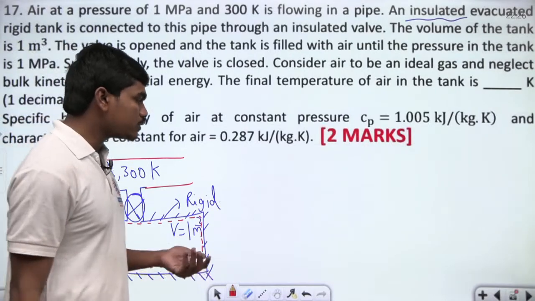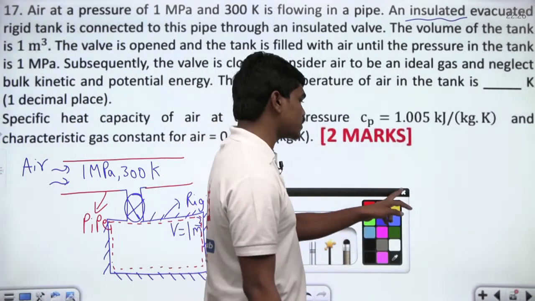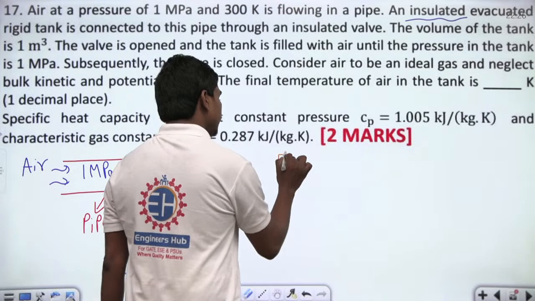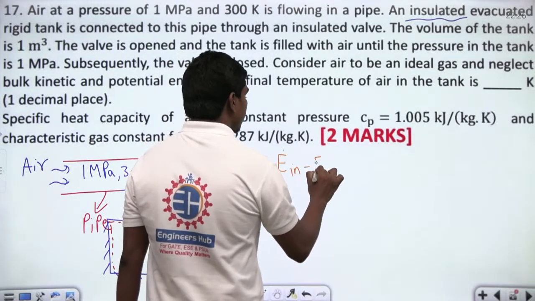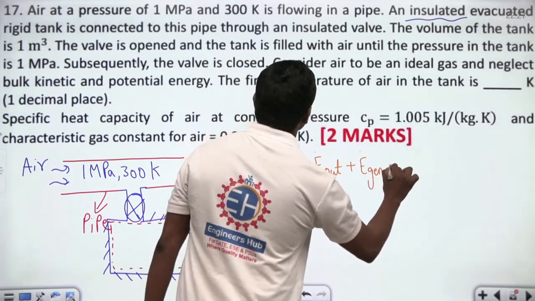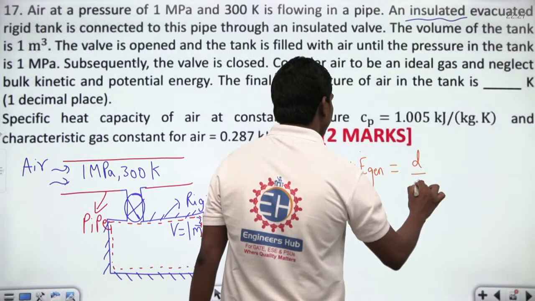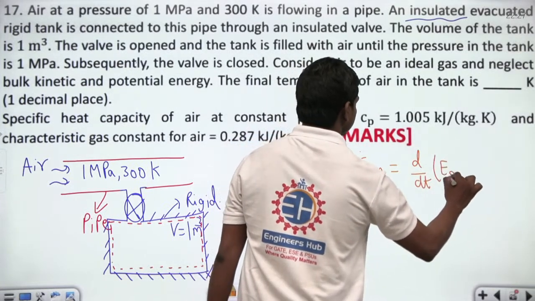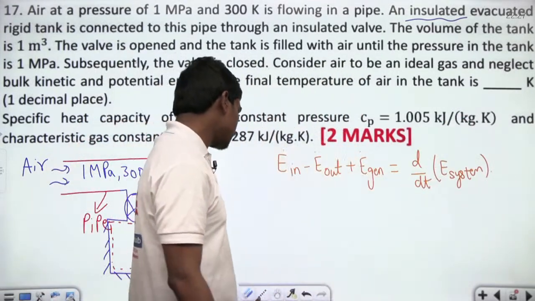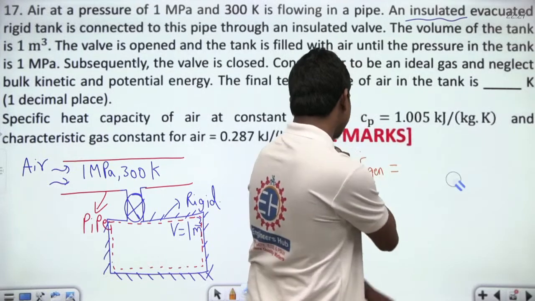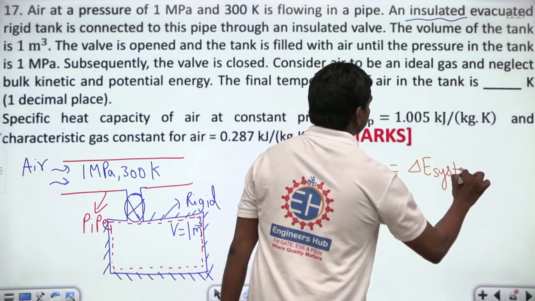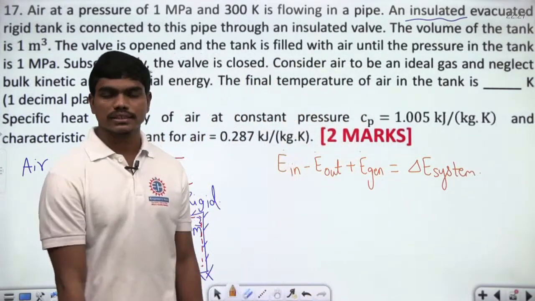Now for control volumes, generally if you write energy conservation equations, we have energy inlet minus energy outlet plus energy generation rate. This summation should be equal to the rate of change of energy of the system. Or let us write in simple terms, this is equal to the change in energy of the system. This is the basic fundamental equation for any system, correct?